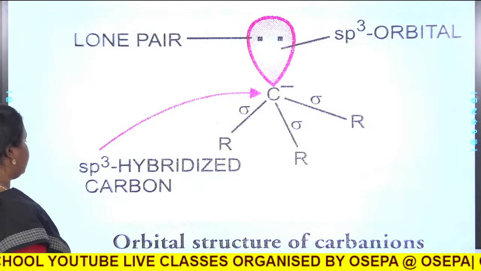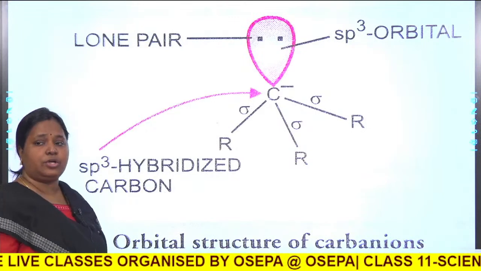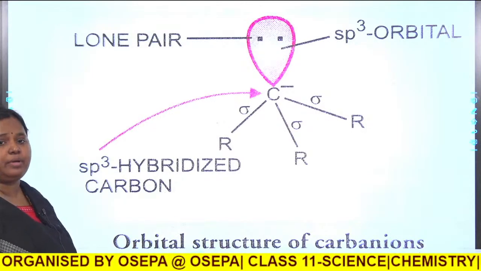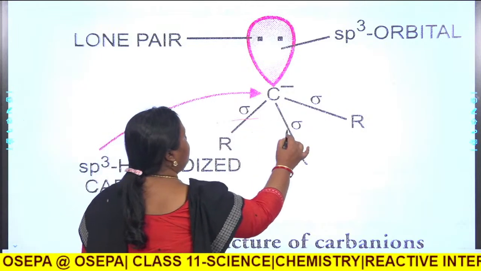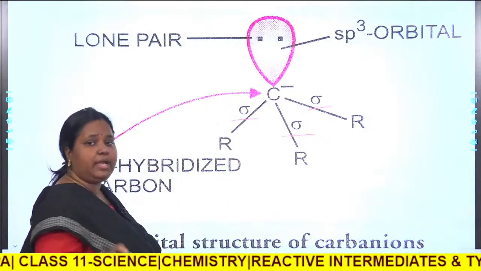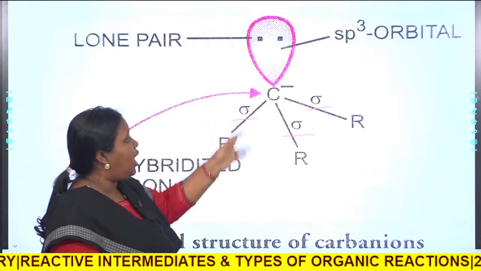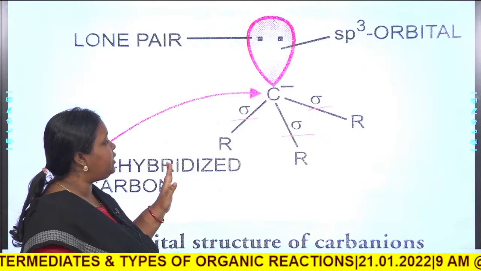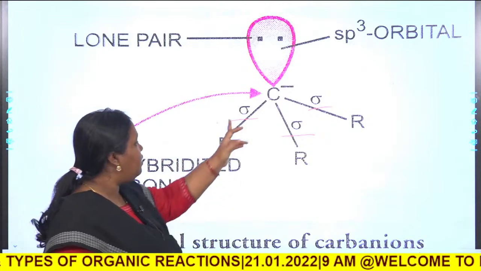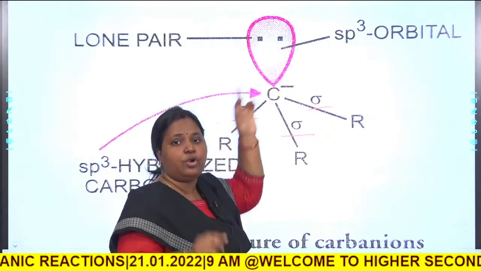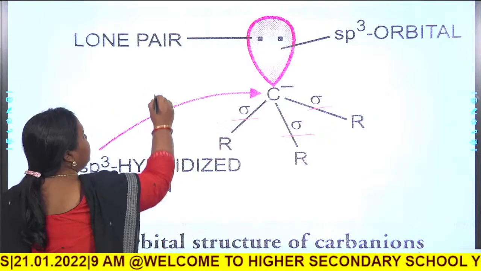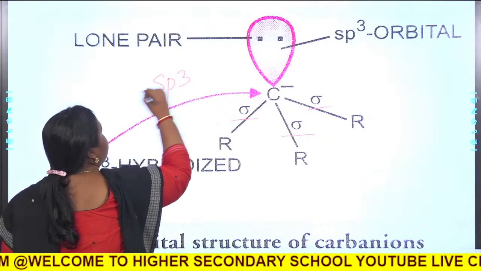Now, let us see the structure of the carbanion. For the structure of the carbanion, you calculate the number of sigma bonds, 1, 2, 3, and remember that you have to consider also the lone pair of electrons. So, how many electron pairs are there? 1, 2, 3, 4. So, 4 electron pairs are there, which means the hybridization is sp3.